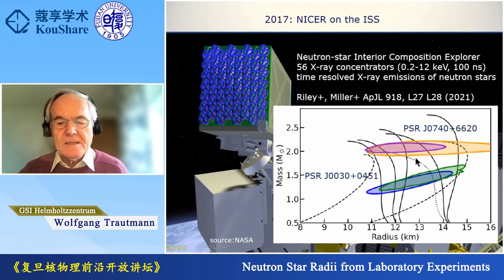And for these two stars here, their radii were determined. We see here a mass versus radius diagram. And actually this pulsar here, J0740+6620, is the heaviest neutron star known up to now, with a mass of 2.08 solar masses. And it's very nice that for exactly this star, NICER was able to come up with this radius measurement here. Radius between something like, say, 11.5 and 13.5 kilometers.